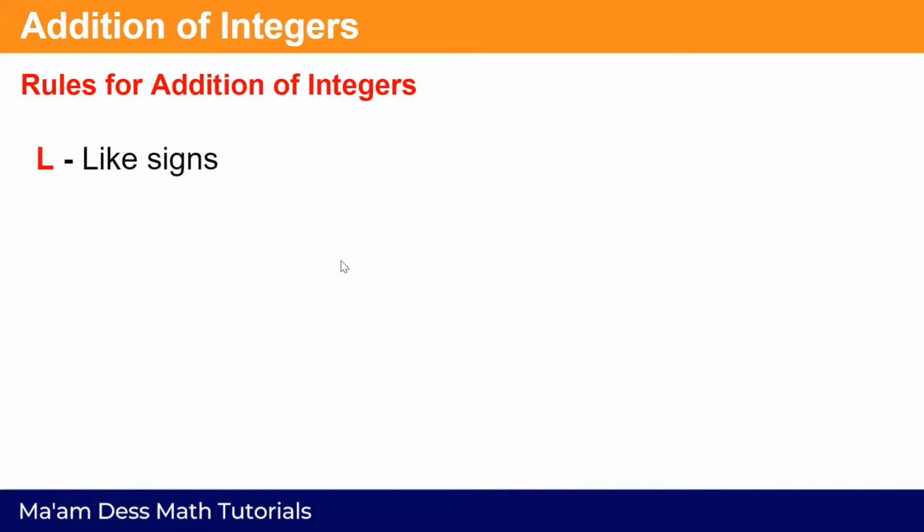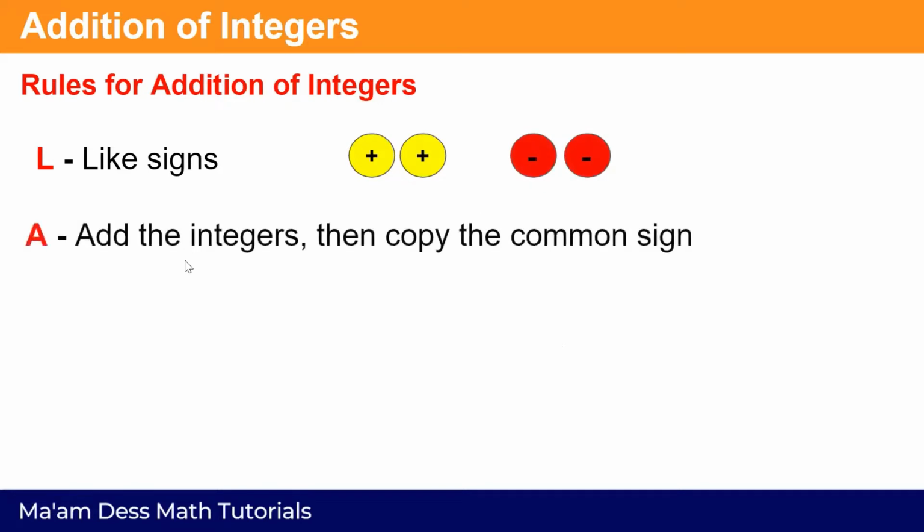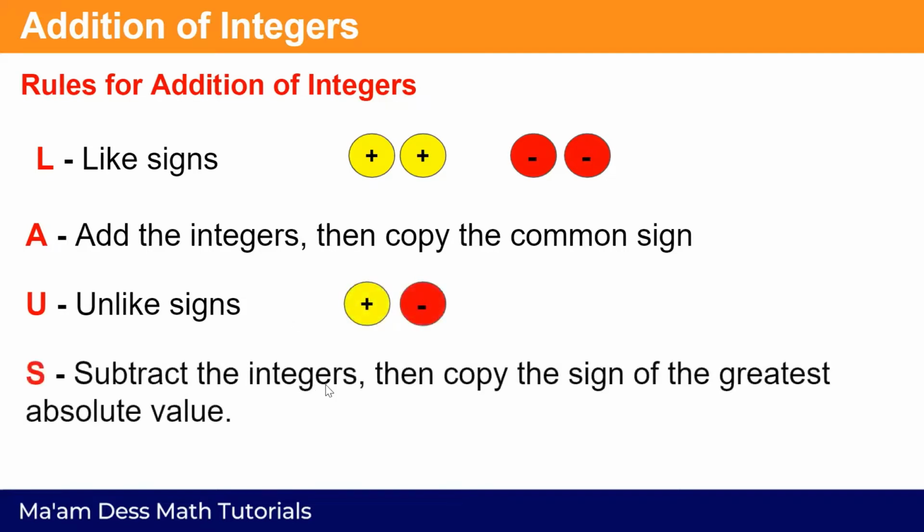So, L stands for like signs. Ayan, kapag dalawang positive or dalawang negative, ano pong ating gagawin? I-add lang po yung integers tapos kopyahin yung common sign. So, kung positive, kopyahin yung positive. Kung negative, kopyahin yung negative. Kapag unlike sign naman, or dalawang integers, unlike signs, or magkaiba po ng sign, ano pong gagawin? Subtract the integers, then copy the sign of the greatest absolute value.